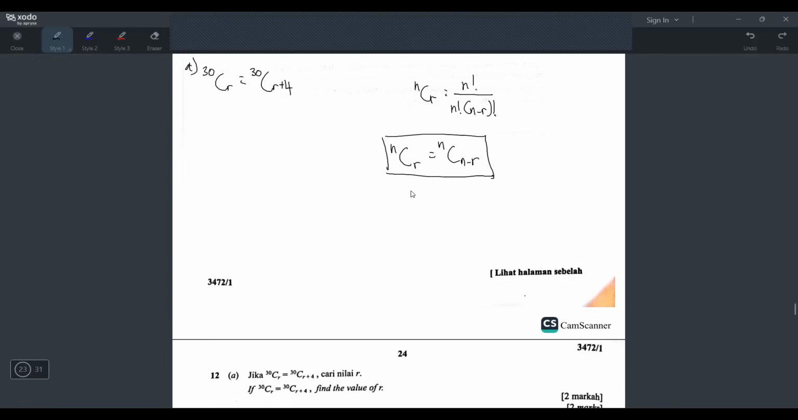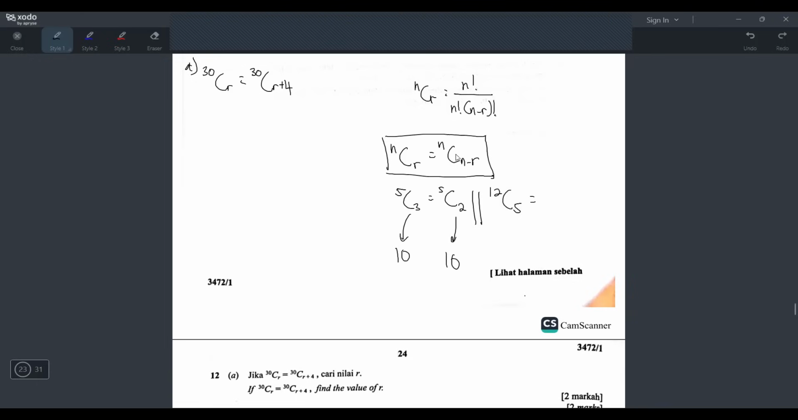For example, if I give you 5C3, it's actually equivalent to 5C n minus r, which is 5 minus 3, 2. Okay, and if you don't believe me, you can press calculator and see whether you get the same answer or not. So let's try to press 5C3 now. So I'm going to press now 5C3 and my calculator give me 10. And if you try to press 5C2, you will also get 10. Okay, let's try with one more. Try with another example. Let's say 12C5.